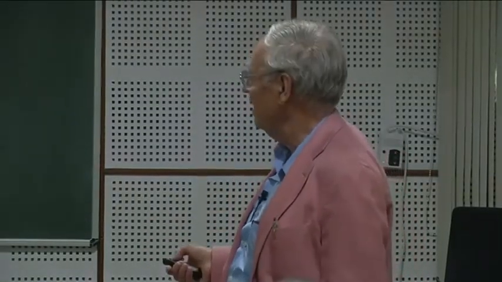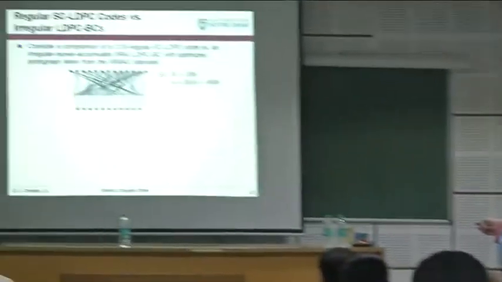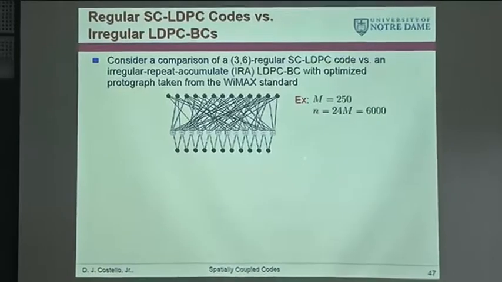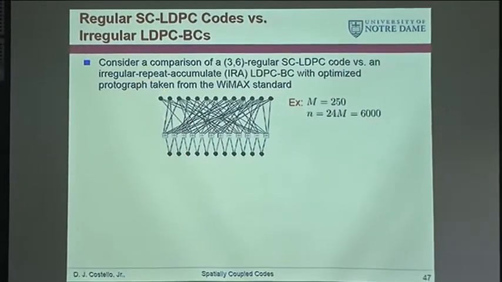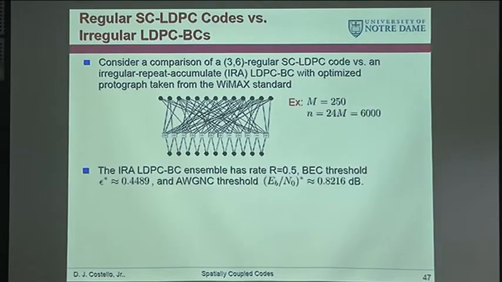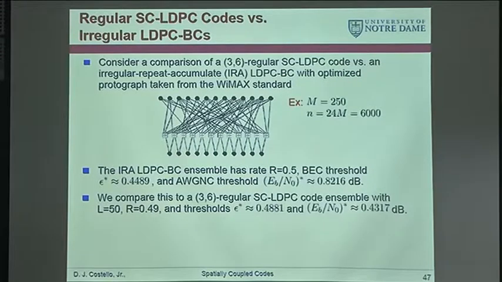So we grabbed an irregular repeat accumulate block code out of the WiMAX standard. It's based on a protograph with 24 variable nodes and 12 check nodes. It's a rate of half. We gave it a lifting factor of 250, so a block length of 6,000. Its BEC threshold is about 0.45, so it has pretty good thresholds. Gaussian channel 0.82 dB, better than any regular rate 1/2 block code.